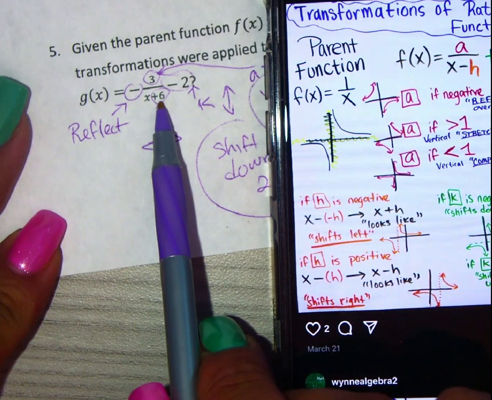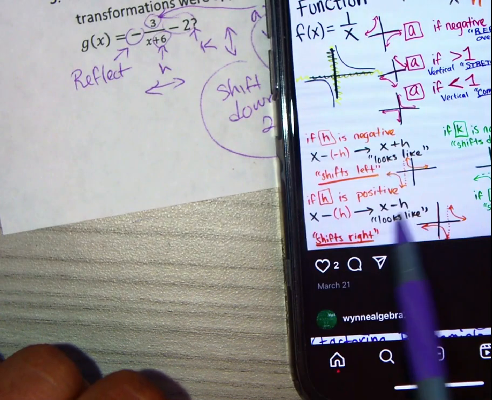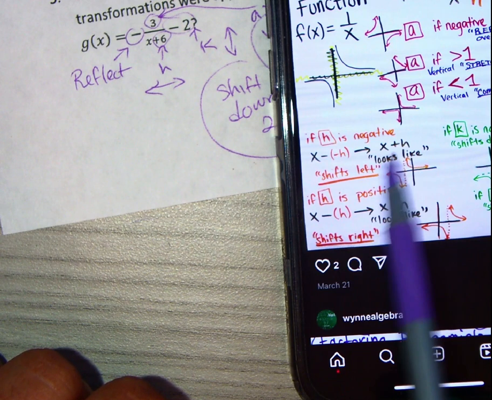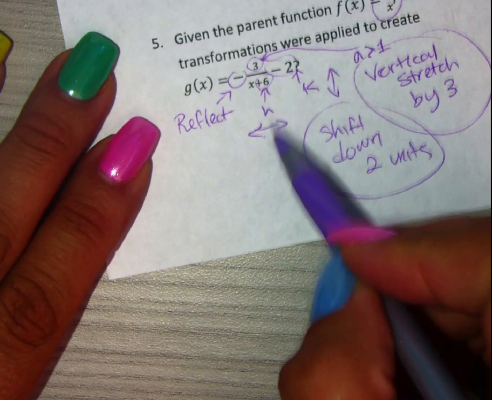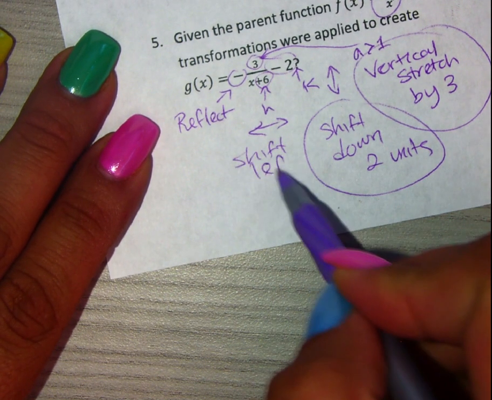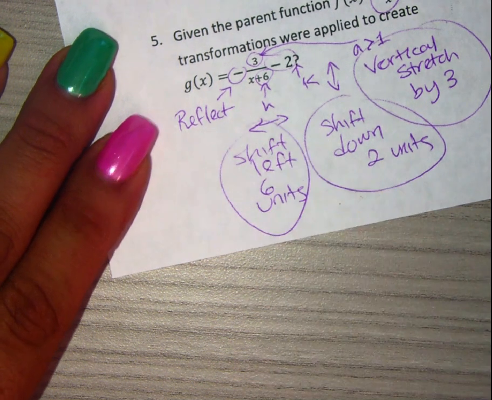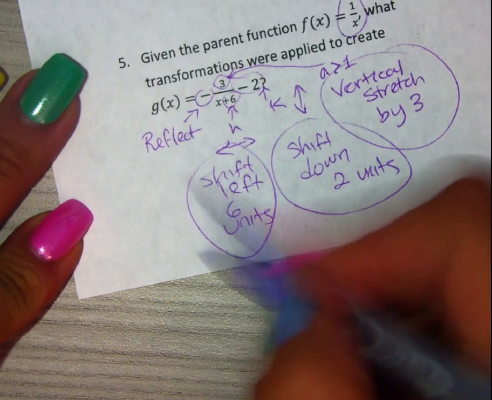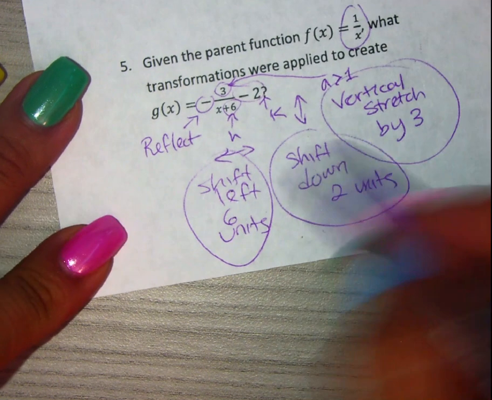And then we have x plus h. As mentioned, when you have an h value that looks like x plus h, we are going to shift left. So this one is actually shifting to the left 6 units. And this is just looking at the anchor chart, so you can always graph this in the calculator and compare it to the parent function to see how this movement happened.